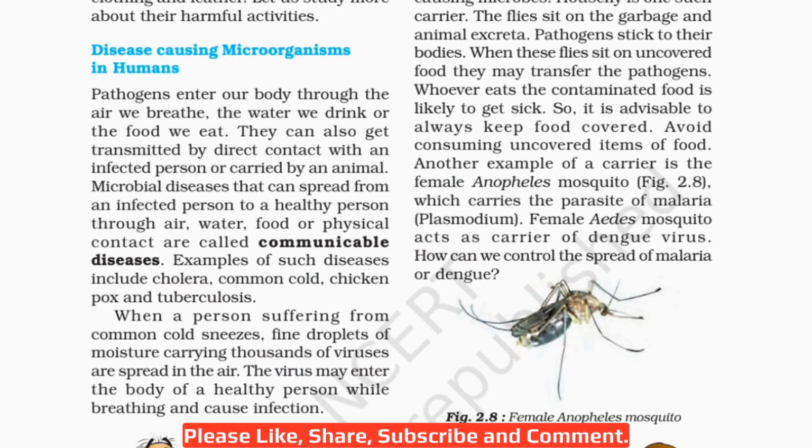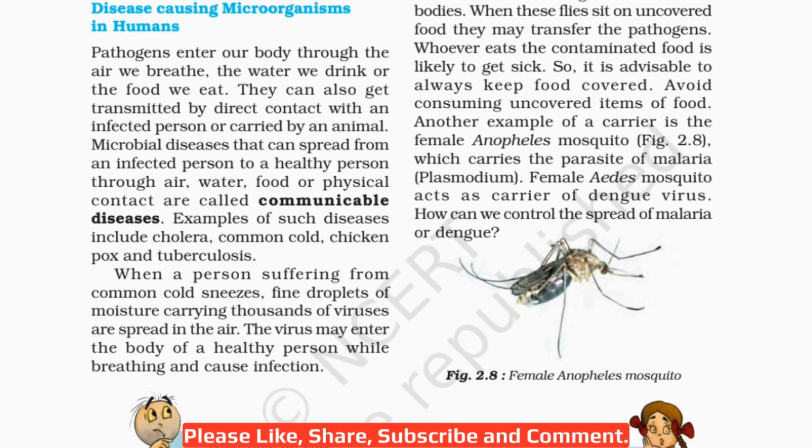Now, disease-causing microorganisms in humans. Pathogens enter our body through the air we breathe, because in air there are so many microbes available, viruses, bacteria. So pathogens enter our body through the air we breathe, the water we drink or the food we eat. They can also get transmitted by direct contact with an infected person or carried by an animal.